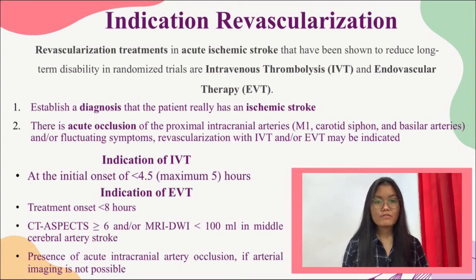The second one is if there is acute occlusion of the proximal intracranial artery and/or fluctuating symptoms. The indication for IVT only is if a stroke occurs with an initial onset of less than 4.5 hours maximum. And the indication for EVT is treatment onset less than 8 hours, CT ASPECTS of 6 or more and/or MRI less than 100 ml in middle cerebral artery stroke, and the presence of acute intracranial artery occlusion.